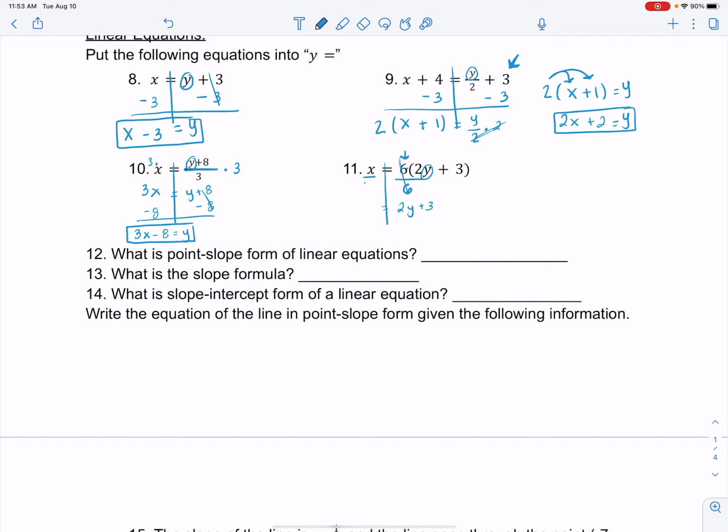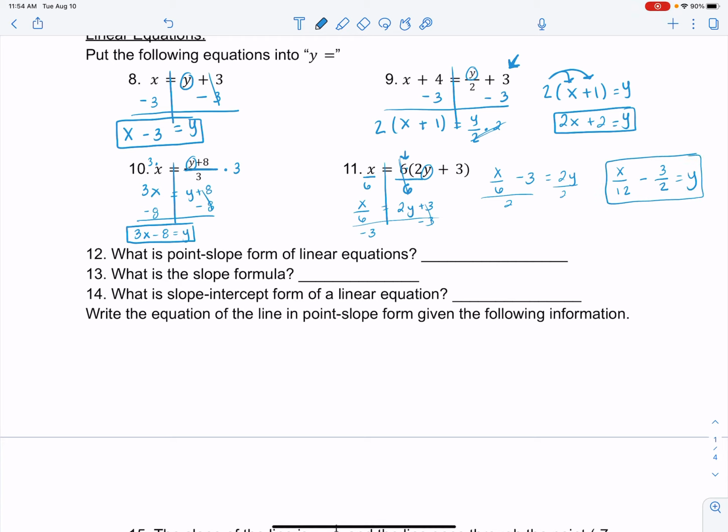But you have to divide by 6 on this side as well. So x divided by 6, x over 6. Now subtract the 3. So I have x over 6 minus 3, those are not like terms, equals 2y. Okay, now divide everything by 2. X over 6 divided by 2 is really x over 12 minus 3 over 2 equals y. And I'm just going to leave them all as fractions.